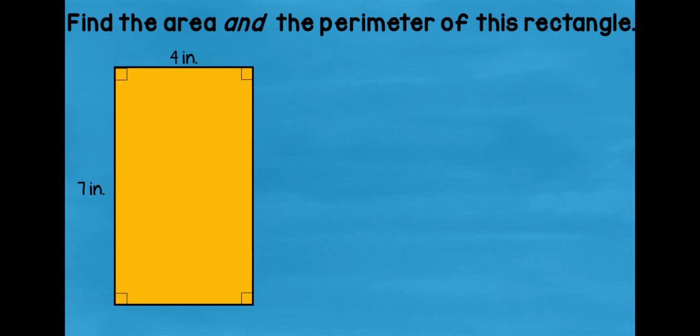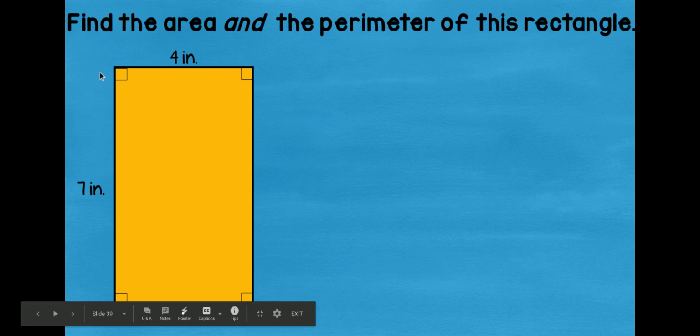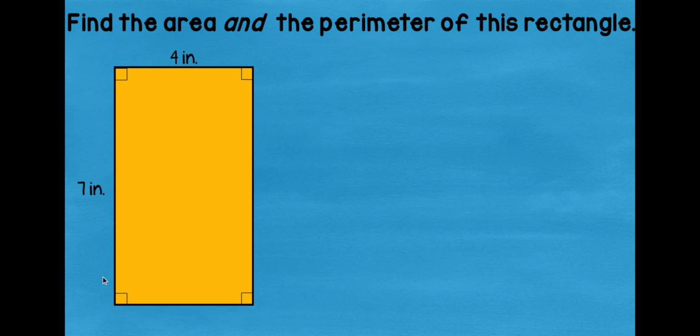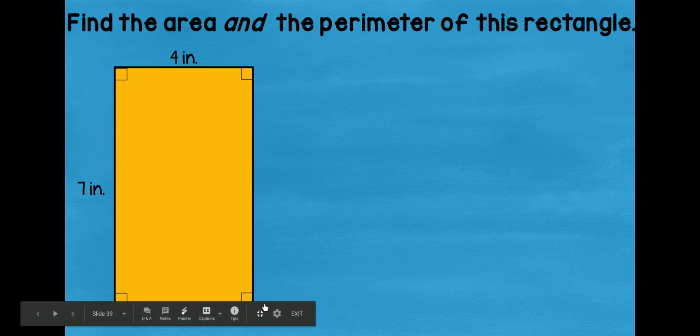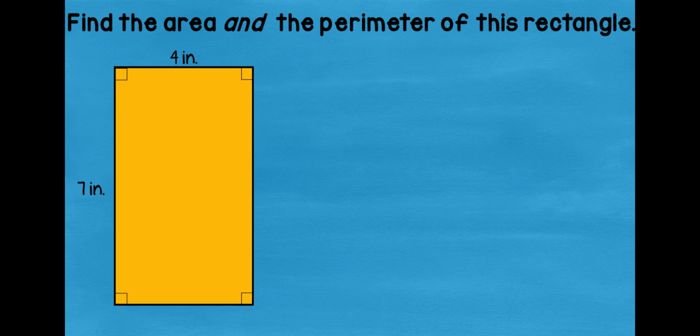All right, I want you to pause the video right now and find the area and perimeter of this rectangle. So you need to find the area by multiplying the length times the width, and then add together all 4 sides to find the perimeter. So pause the video.